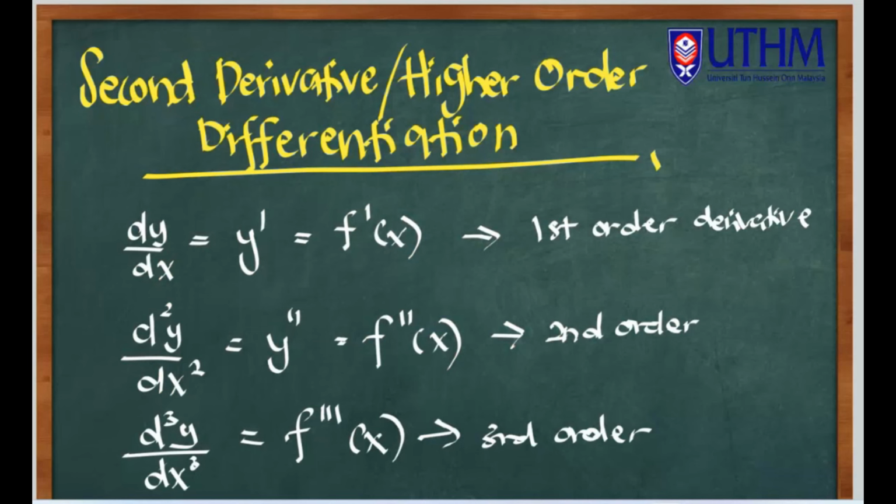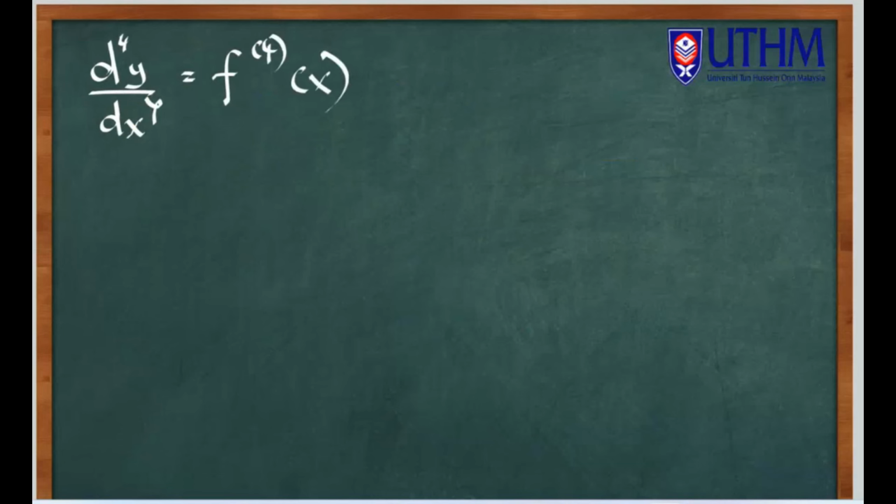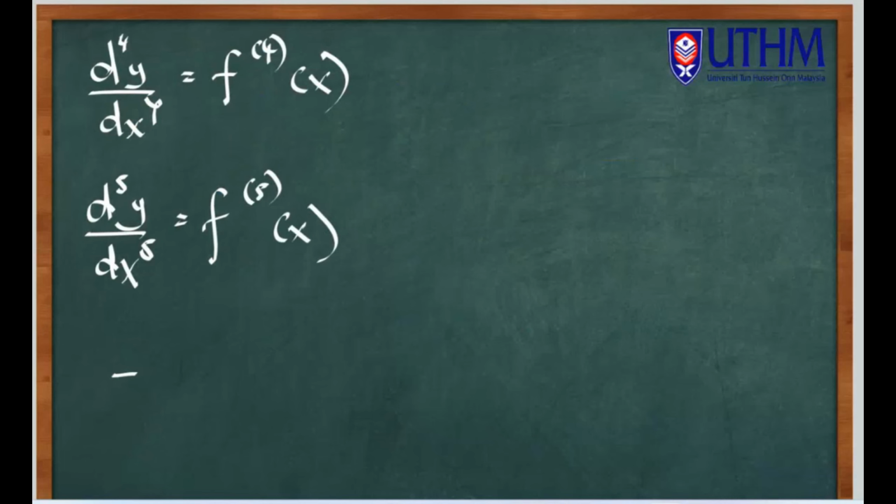Next is the fourth order. For the fourth order, we write d to the power of 4 y over dx to the power of 4, and we can write f in bracket 4 of x. For the fifth order, we write f in bracket 5 of x, and so on.